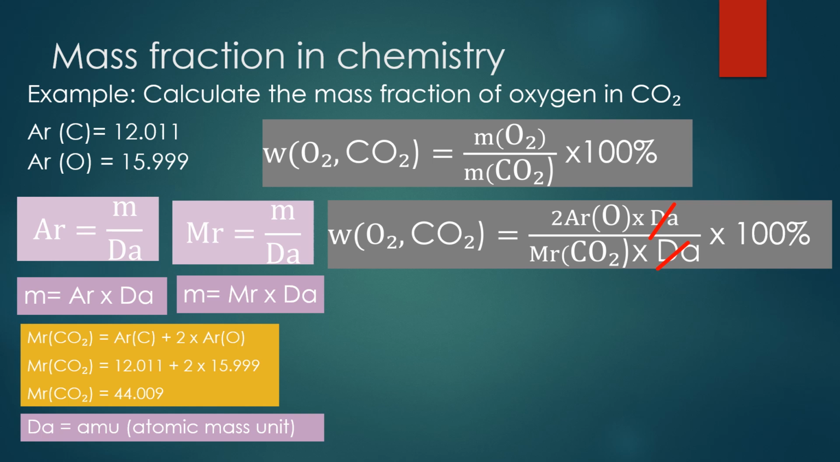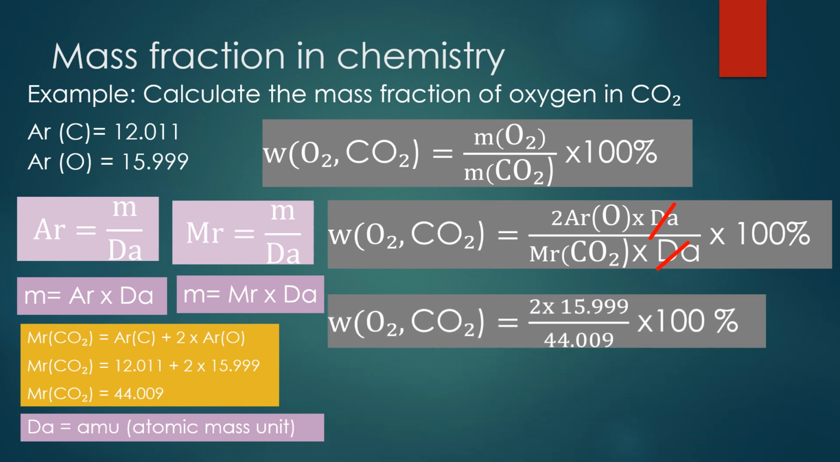First I will explain why below is Mr of CO2 times Dalton. We already mentioned that the mass of the molecule is equal to MR times Dalton. Why on the top do we have 2 times AR of O times Dalton? Because in our molecule we have 2 atoms of oxygen. So it's not correct to just put 1. You need to consider both of them. Why do we cross this Dalton up and down? Because they are equal. This unit is equal, and we will not need it because in the end we are getting a percentage, so this is why it's crossed.